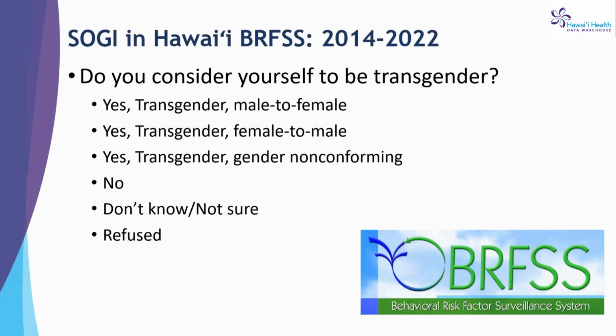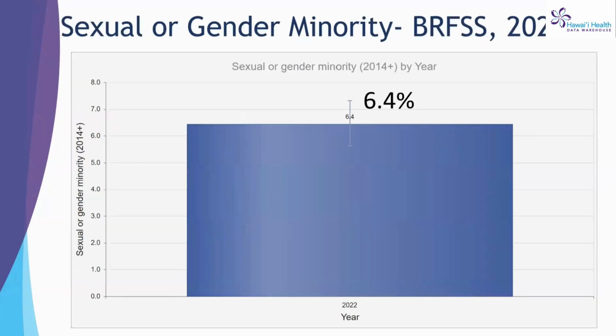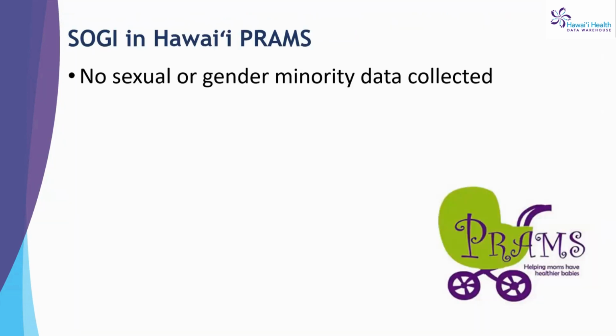To assess transgender status, the BRFIS asked the following question, and Hawaii has been collecting data on transgender status since 2014. Currently, less than 1% of the adult population in Hawaii identifies as transgender, and although this is a small percent, it still equates to over 5,000 adults in the state. So taken together with sexual orientation, we can see that 6.4% of the adult population in Hawaii identifies as sexual or gender minority, and this represents approximately 70,400 adults.